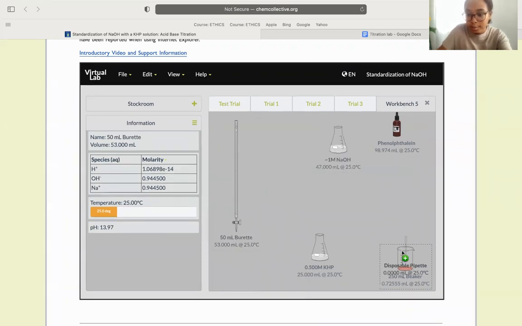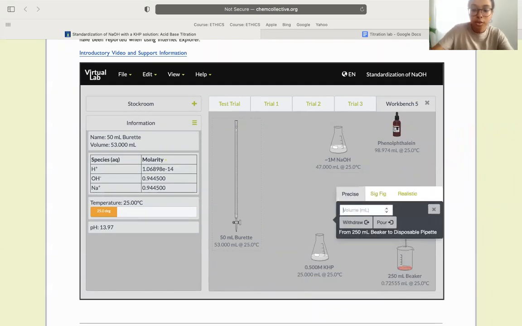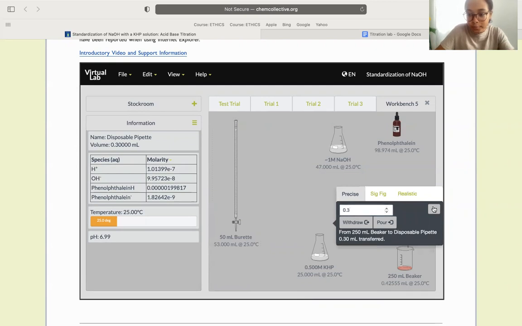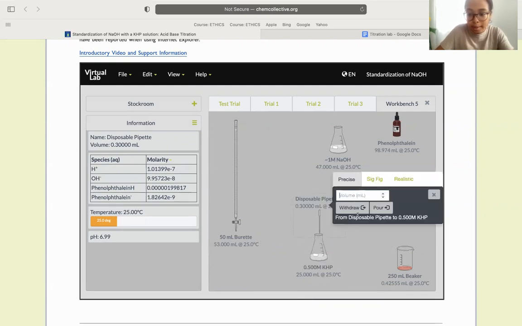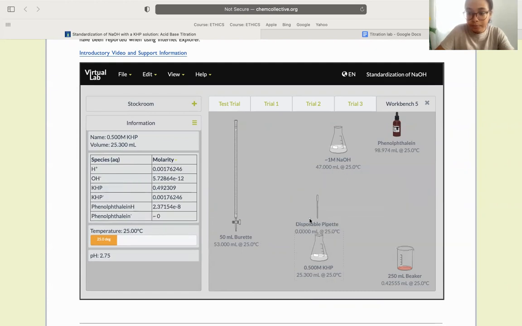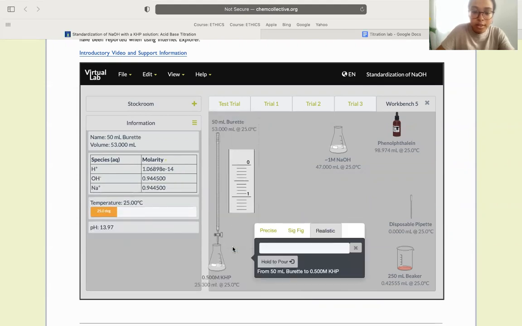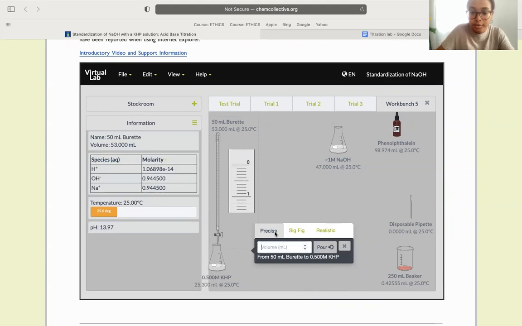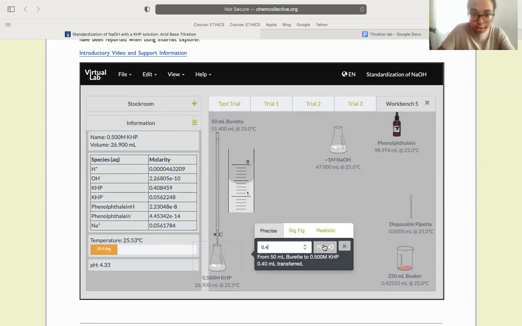And then I'm going to take this disposable pipette and take up exactly 0.3 milliliters of the phenolphthalein, and then I'm going to pour that back into the KHP solution. Then I'm going to pour a little bit of sodium hydroxide into the KHP solution until the solution has turned a pinkish color from the phenolphthalein indicator. It said that I can use 0.5 or less, so I'm just going to use 0.4 and then keep pouring until I see that color change.